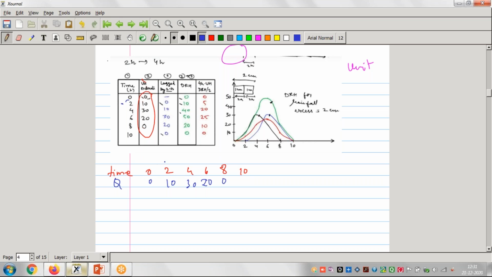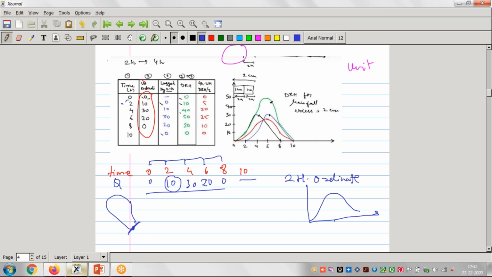This discharge is calculated after every 2 hour. This is 2 hour, then again 2 hour, then 2 hour, then 2 hour, right? So this is 2 hour ordinate. 2 hour ordinate means that after every 2 hours this reading is taken at the outlet of this catchment. And once we calculate these readings, we draw the graph like this.